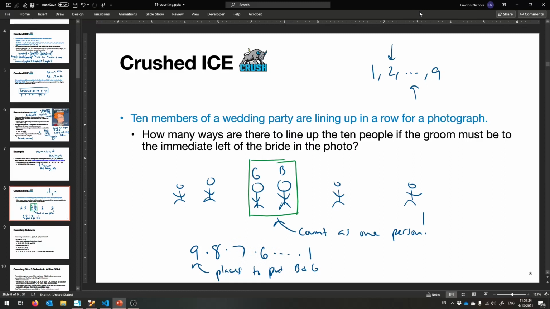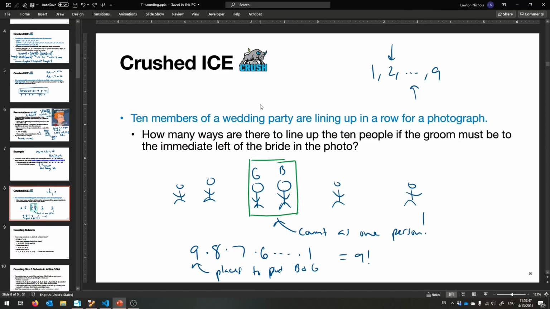Yeah, all the way down to 1. So it's 9 factorial, okay? That is the number of different ways you could line up 10 people if the groom must be right next to the bride on a certain side. The idea is you consider them as just one person now, because they must move together and stay in that order. That is the key.